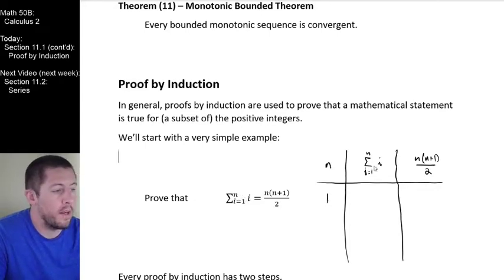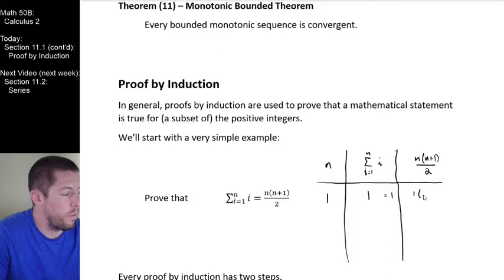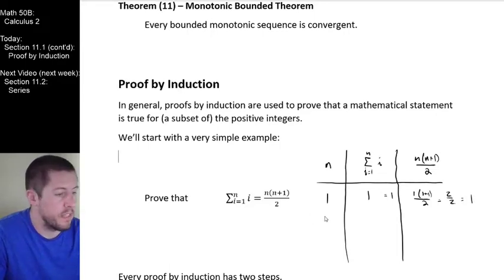So if n is 1, then the sum of the first 1 numbers is just 1. And I'm going to say it's equal to 1 just for our consistency for the rest of the column here. And our second thing, the other side of the equal sign, we're seeing 1 times 1 plus 1 over 2. And that's certainly equal to 2 over 2, which is certainly equal to 1. So that was the obvious case right there.